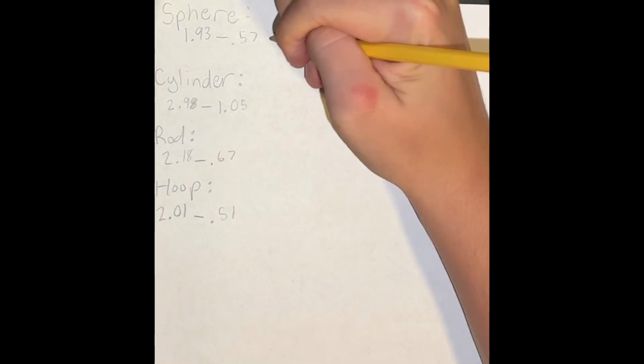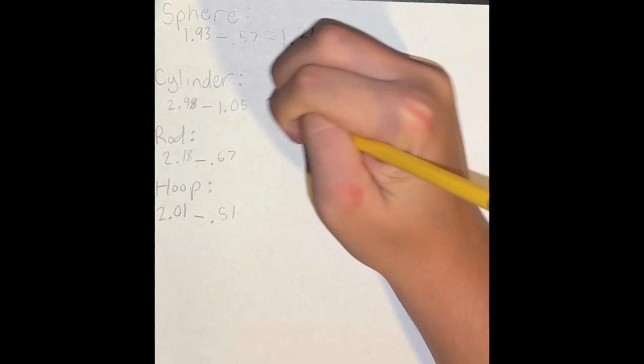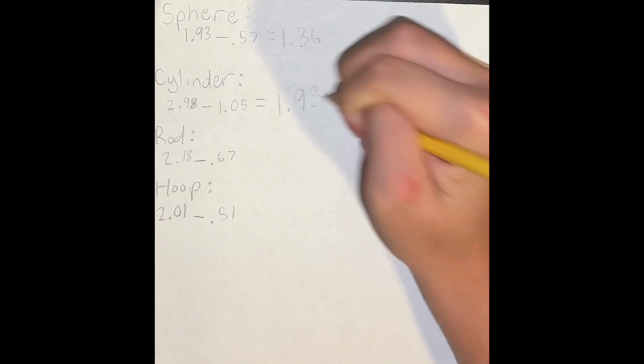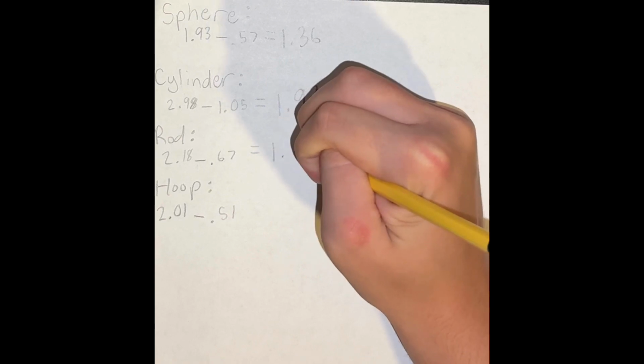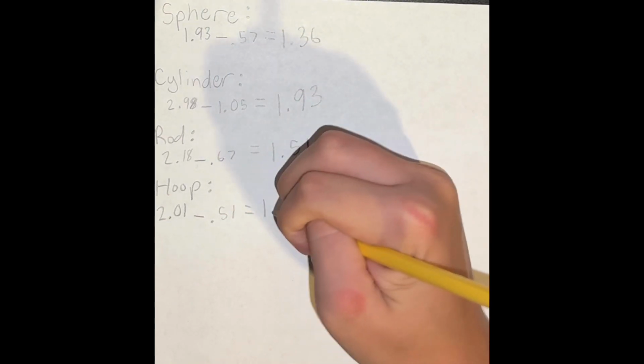After subtracting the finishing time by the starting time, we have concluded that our sphere took 1.36 seconds to roll down the ramp. Our cylinder took 1.93, our rod took 1.51 seconds, and finally, our hoop took 1.5.